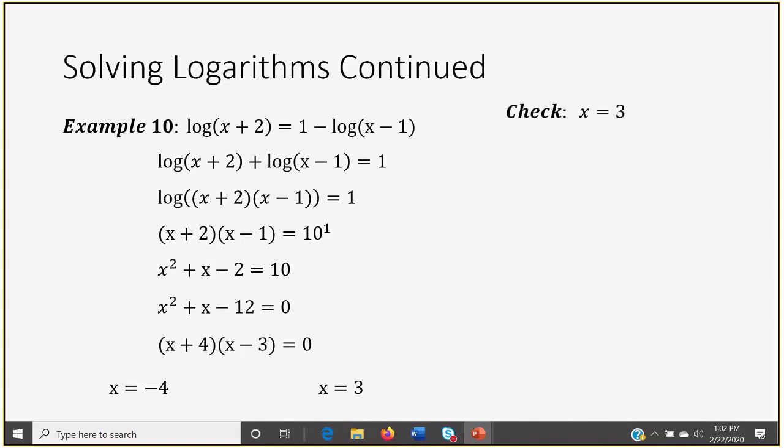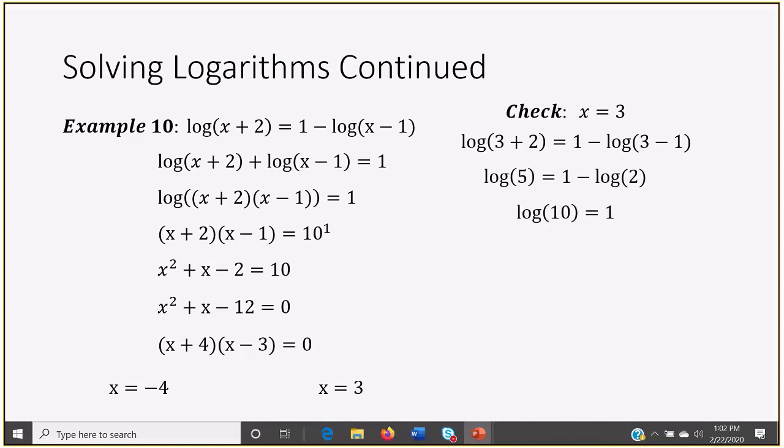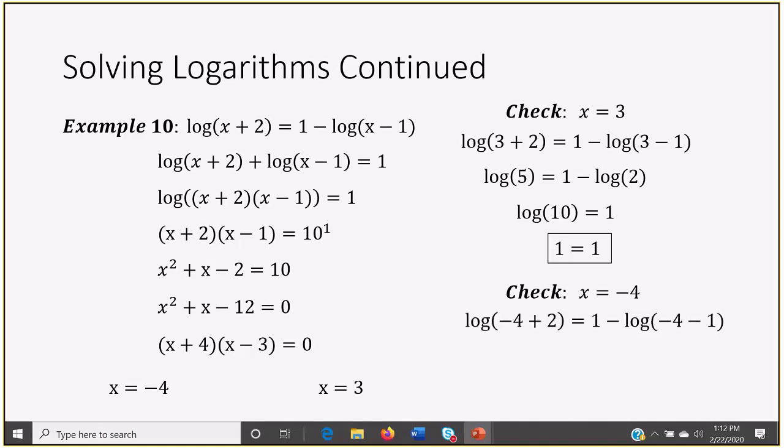So I checked x is equal to 3. I plugged it in. Log of 3 plus 2, is that equal to log 1 minus log of 3 minus 1? Is log 5 equal to 1 minus log 2? I added log base 2 to the other side and compressed it, so log of 10 is equal to 1. And so 1 is equal to 1, so x is equal to 3 works. So now let's check -4.